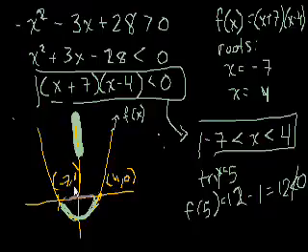I hope I'm not confusing you too much with these visual graphs. And you're probably saying, well, Sal, how do I know I don't include the roots? Well, at the roots, f of x is equal to 0. So if this was less than or equal to 0, then the answer would be negative 7 is less than or equal to x is less than or equal to 4.